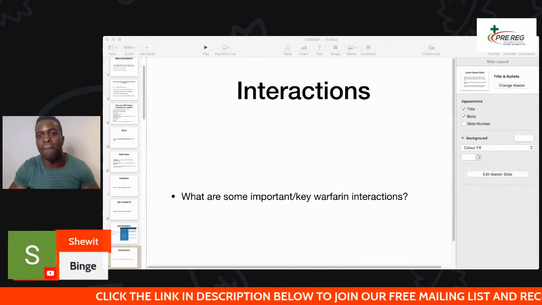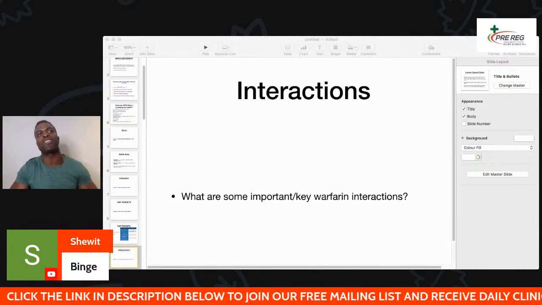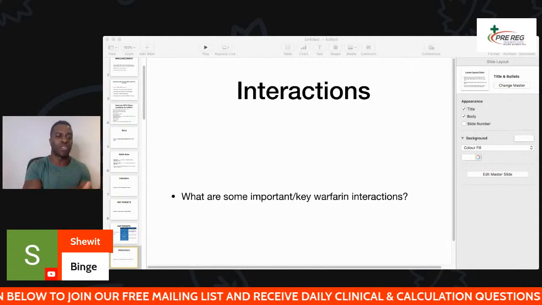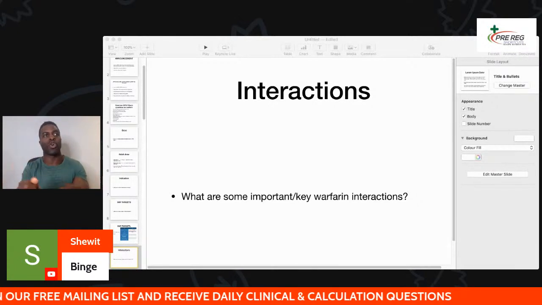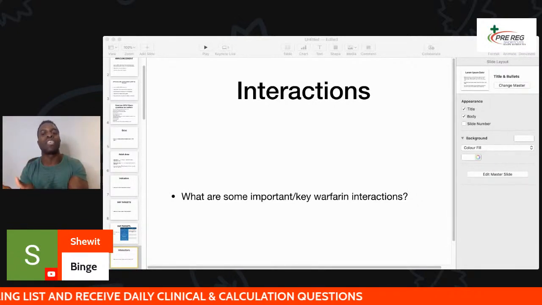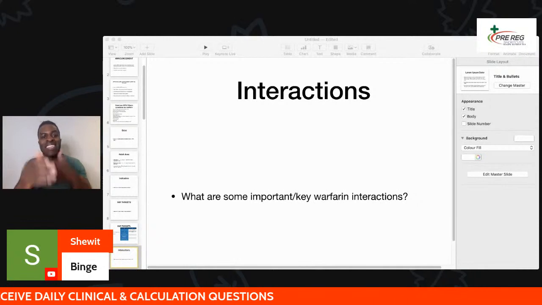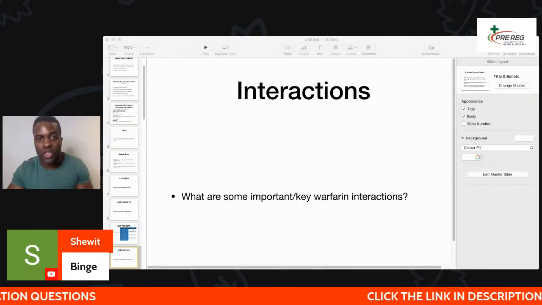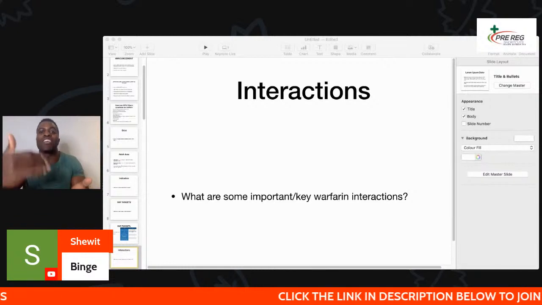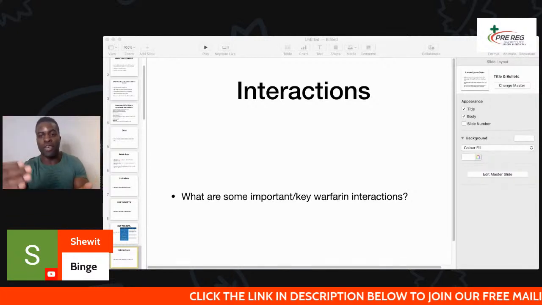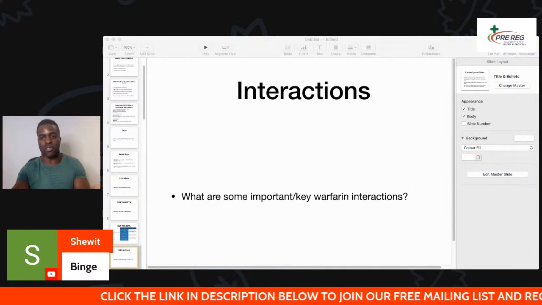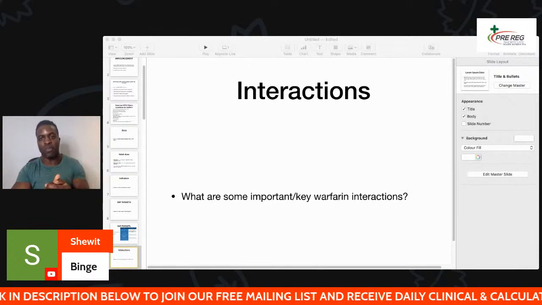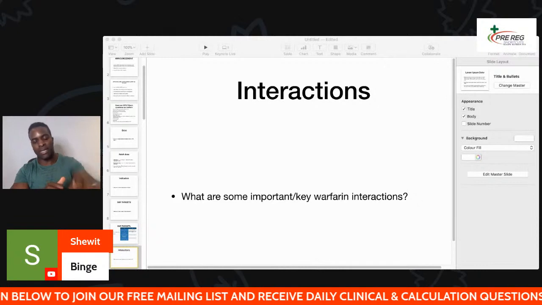Sherwood says binge drinking. Correct, Sherwood. So binge drinking, is that an inducer or an inhibitor? It's an inducer. So excessive alcohol is actually an inducer, so it's going to increase the breakdown of warfarin. So you have to adjust that dose. You may have to increase the dose of warfarin for someone who drinks too much, because that's an inducer.